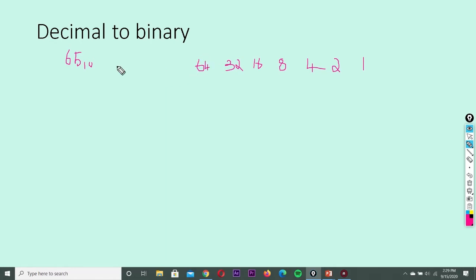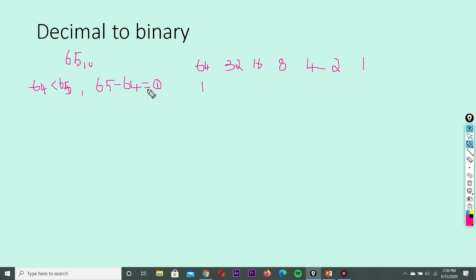Next we have to compare the power with the given number. So 64 is lesser than the given number 65. If the power is lesser than the given number, then we have to write 1. That is, we have to make this bit as 1. Okay, and we have to do the subtraction. So 65 minus 64 is equal to 1. Okay, and then the next step is we have to take this number for comparing with the remaining powers.